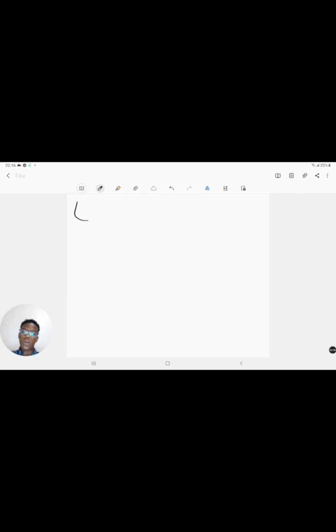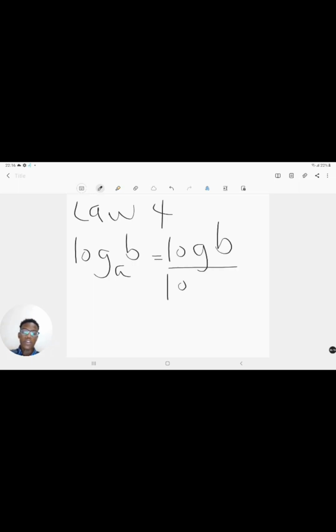Now, what is law number 4? Law number 4 is telling us the following. Law number 4 says log with base a of b is equal to log b divided by log a. Okay, so that's what this law is telling us. Basically saying that if you have a certain base and you have a certain number there, you can just split the log into 2 logs and then just divide them by each other, express them as a ratio.